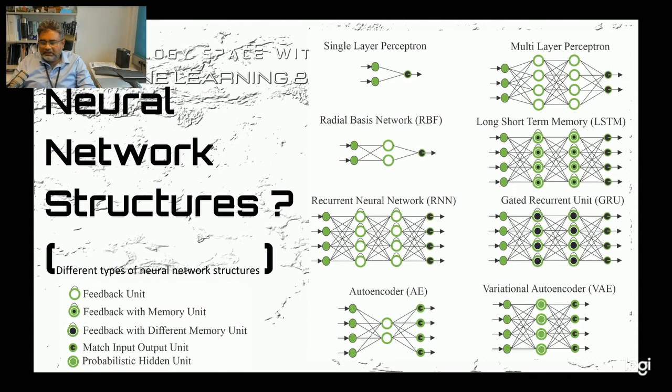In autoencoders, the output layer consists of units matching the input units. And the variational autoencoder consists of probabilistic hidden units in its hidden layers. So these are some selected neural network types being used by the research community.